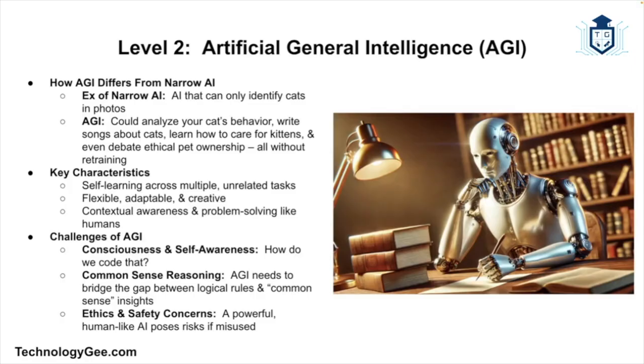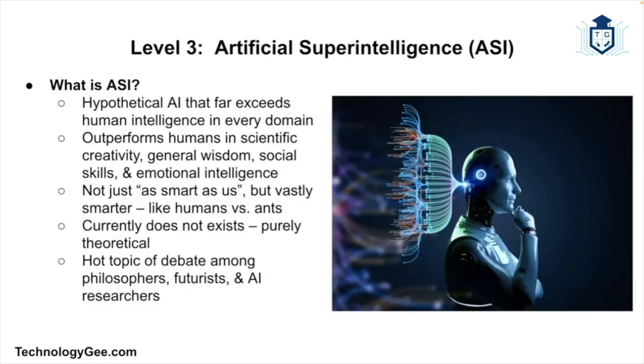So now that we've got all of that understood, this brings us to the final boss of AI, and that is called superintelligence. So artificial superintelligence, this is the hypothetical point at which AI far surpasses human intelligence in every way. We're talking about scientific creativity, general wisdom, social skills, emotional intelligence, you name it. It's not just as smart as a human, it's actually smarter. We're talking way smarter, like humans versus ants level smarter.